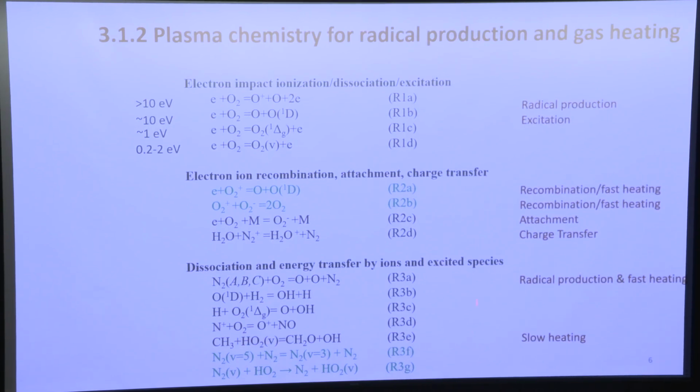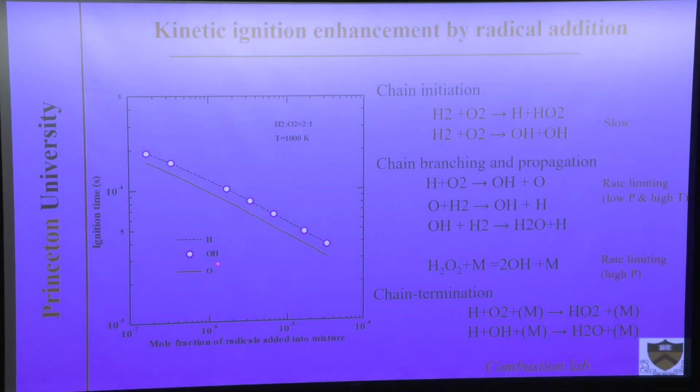So what I'm trying to say is that in the plasma process, you have fast heating and slow heating, but you also create electronically and vibrationally excited species and radicals that can manipulate the reaction process for ignition and combustion. For example, with hydrogen, if you add H atoms, OH, and O atoms, you can see that by adding O atoms, the ignition delay time is much shorter, as it is by adding H and OH. This is very clear because this reaction and this reaction are very fast.